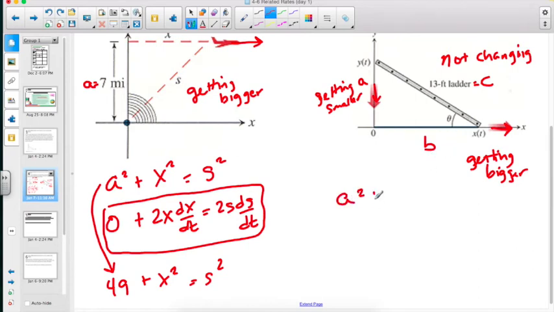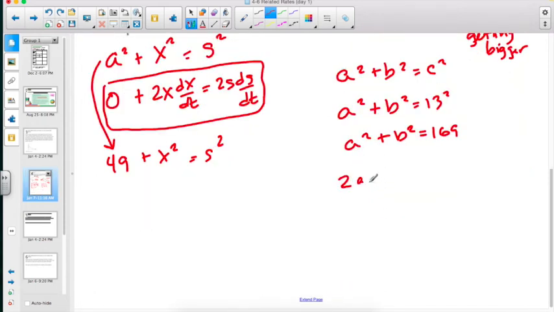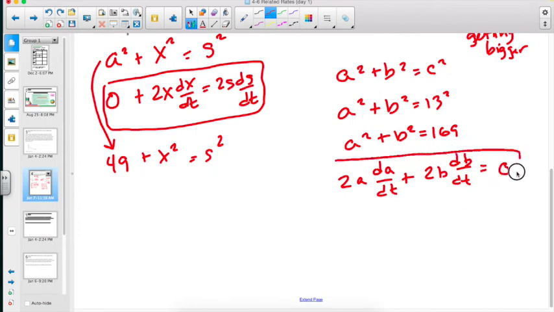So if we write the Pythagorean relationship again and take the derivative, we can rewrite this as a squared plus b squared equals 13 squared. A squared plus b squared equals 169. And we can take the derivative of that. So this is going to be 2a times dA/dt plus 2b times dB/dt equals the derivative of 169, which is 0. So here's that derivative expression for the relationship of the ladder sliding down the wall.